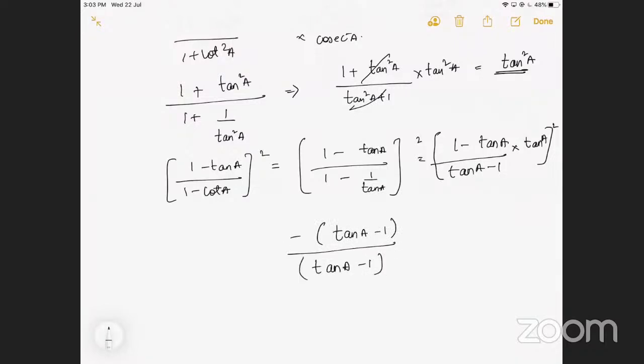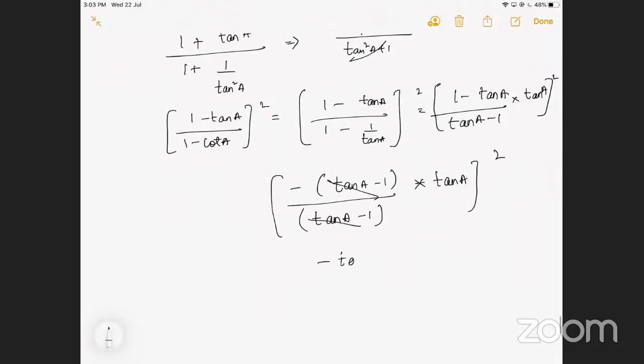So 1 minus tan A. Yes, that is fine too. So then cut off tan A. So the minus tan A the whole square is tan square A. Good. Still any more doubts? No, sir. Can I give you some questions based on this?